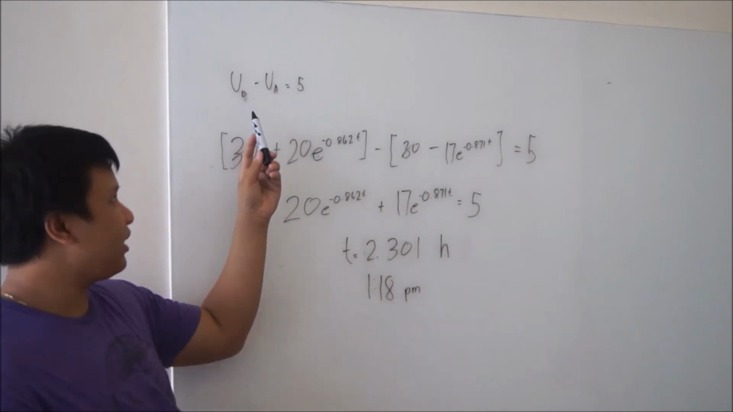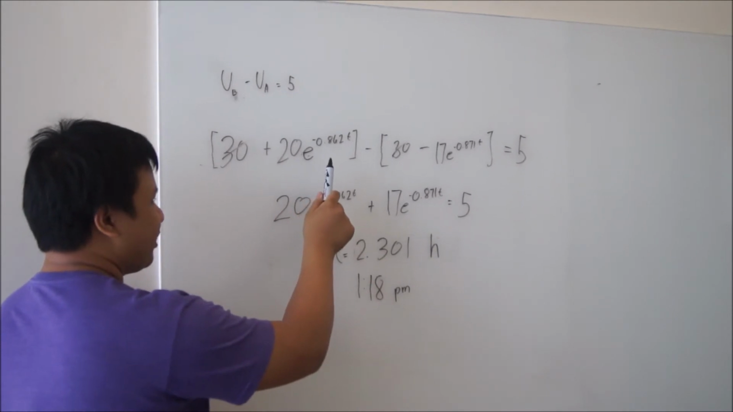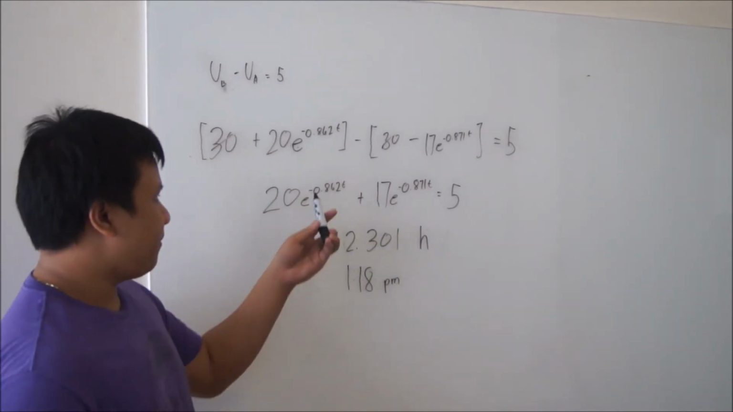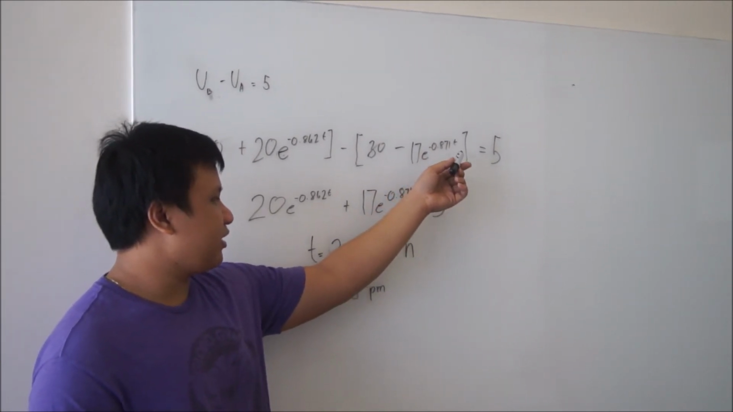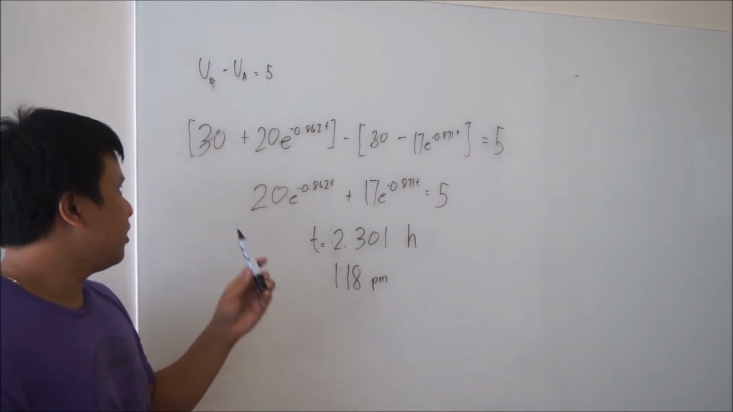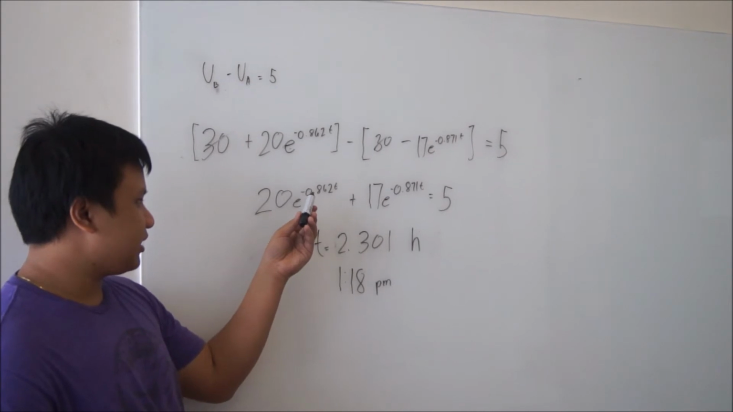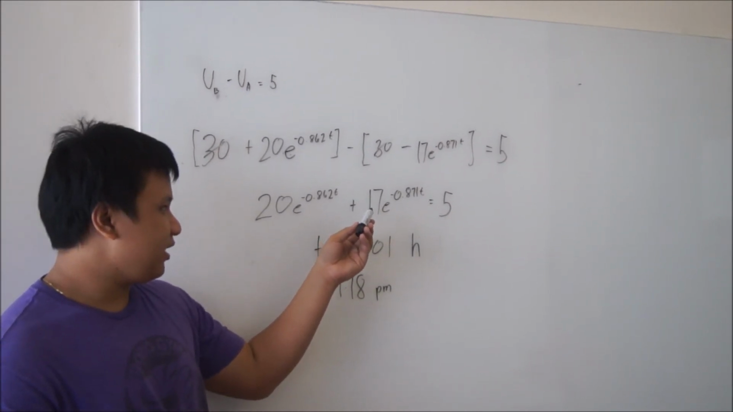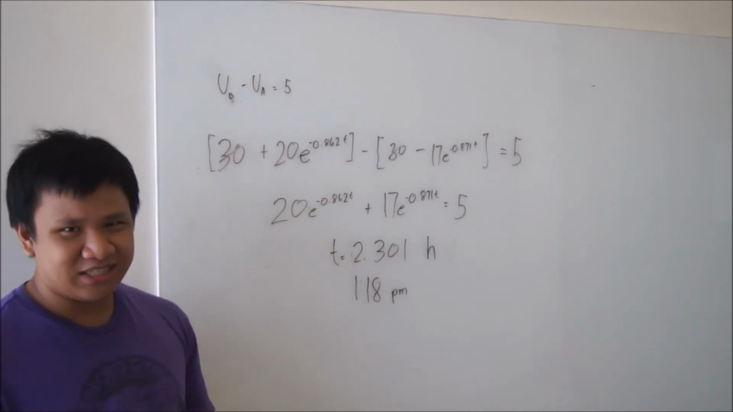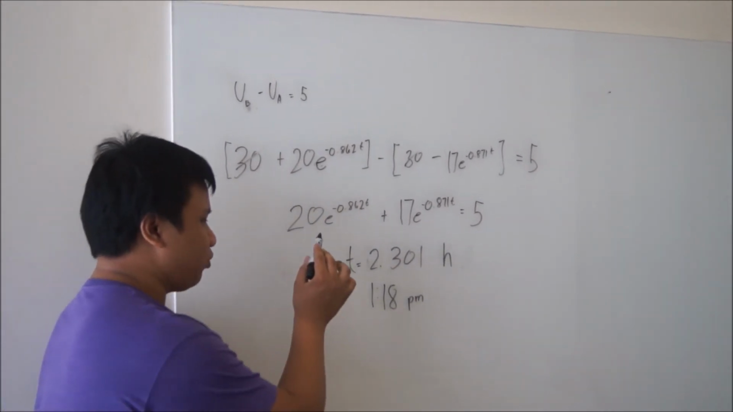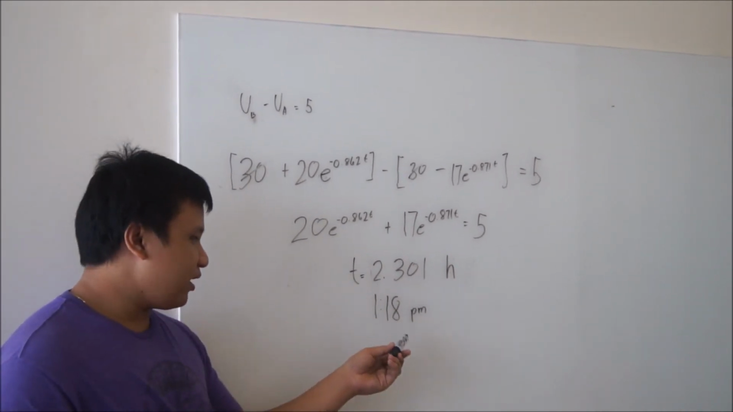So substituting UB and UA, we'll get 30 plus 20 e raised to negative 0.862t minus 30 minus negative 17 e raised to negative 0.871t equals 5. So cancelling both 30s, we'll get 20 e raised to negative 0.862t plus 17 e raised to negative 0.871t equals 5. So using shift solve, you'll get T is equal to 2.301 hours. So the customer will get this food at 1:18 p.m.